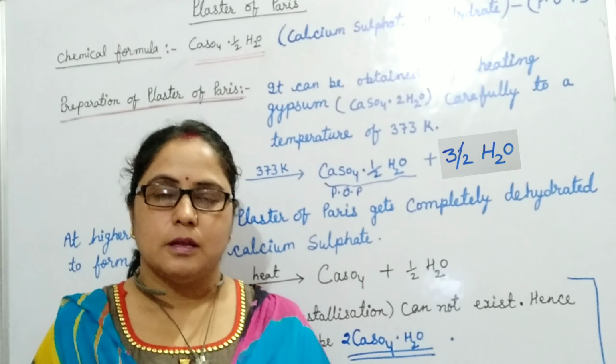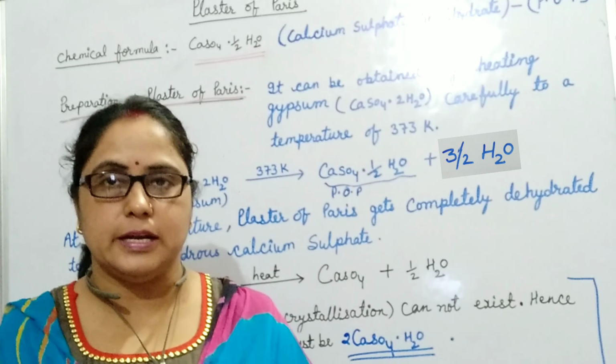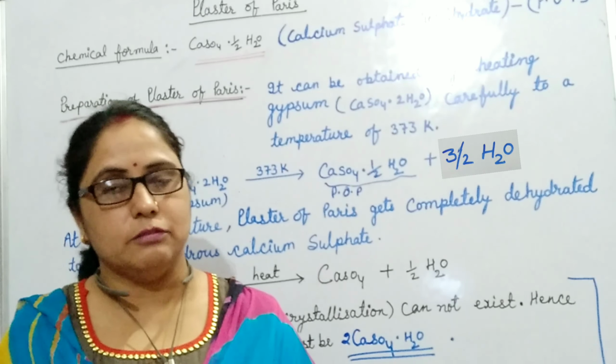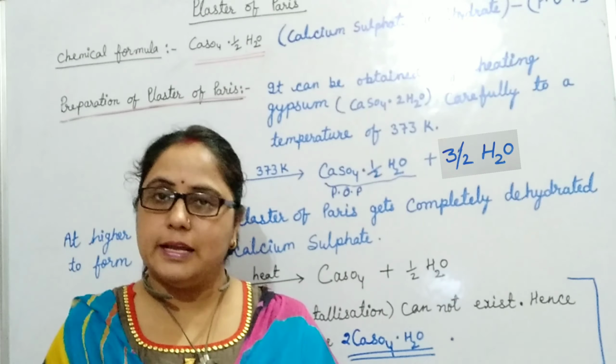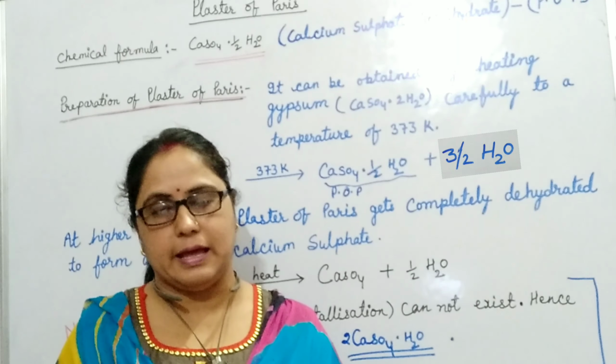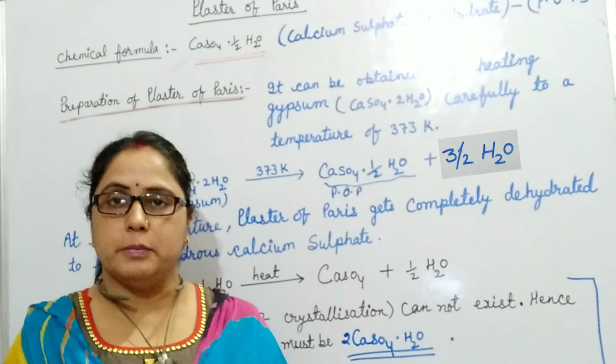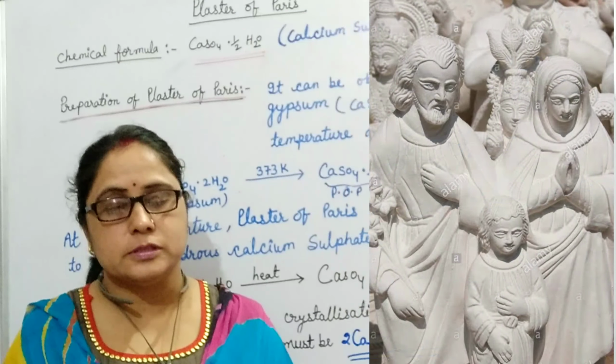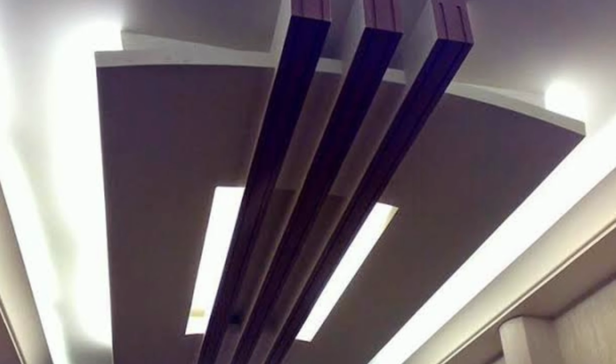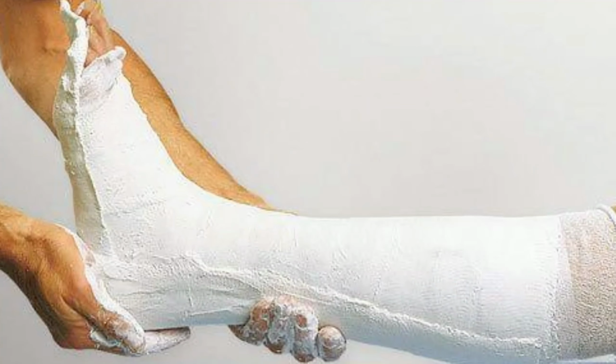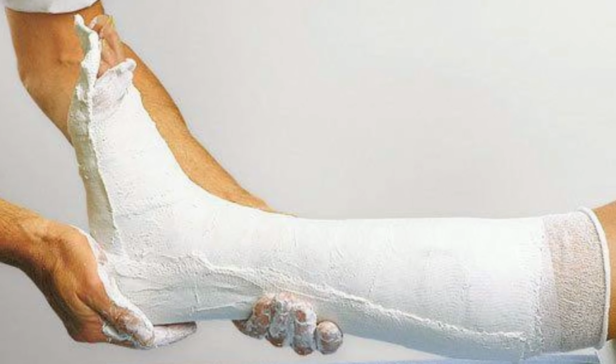At first, plaster of Paris was used only in construction industries, but nowadays we have various uses of plaster of Paris. That is for making toys, statues, making designs on the roofs and walls, and plastering of fractured bone.